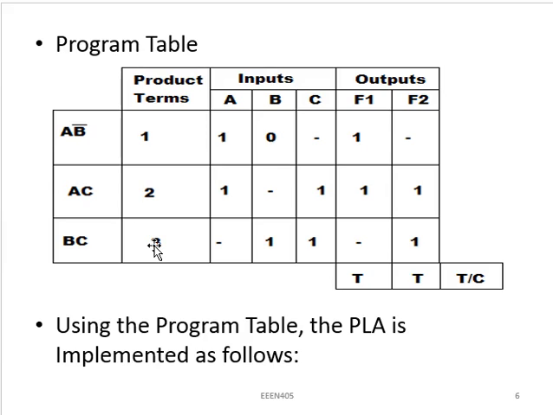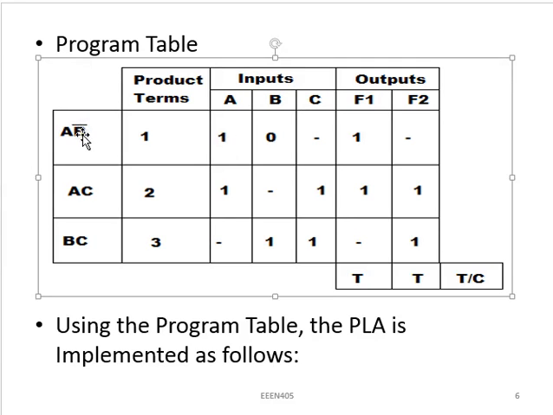Now, the next column should be divided into 3 for my 3 variables A, B, and C. Now, this is A, this is B, this is C. And if you look at this product term, it has A, so under A I put 1. It has B prime, under B I put 0, but C does not exist, so I put a dash. If you look at this, A is there, I put 1 under A. There is no B, I put a dash here. And I have C, I put 1, the same thing for this.